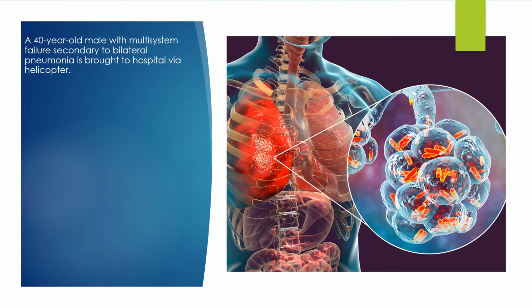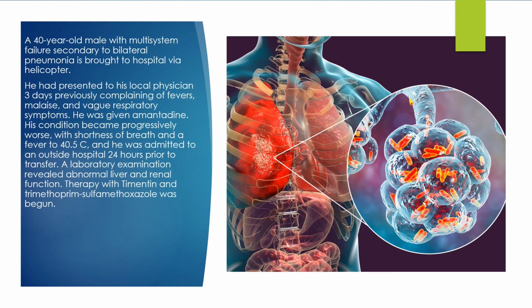A 40-year-old male with multi-system failure secondary to bilateral pneumonia was brought to the hospital. He had already been to the doctor 3 days prior for fever, malaise, and vague respiratory symptoms. He was given amantadine, but his condition became progressively worse with shortness of breath and high fever.